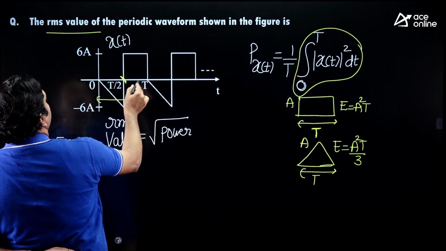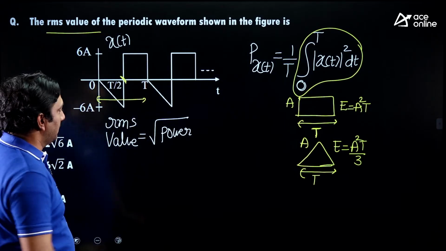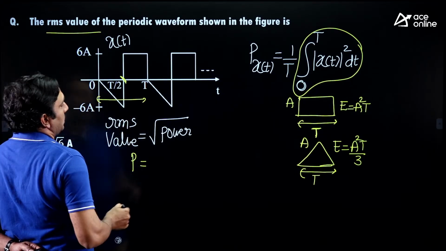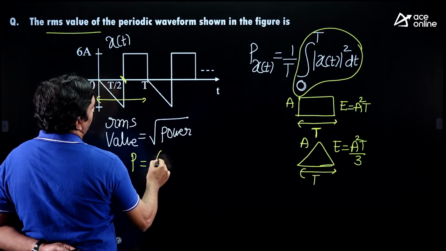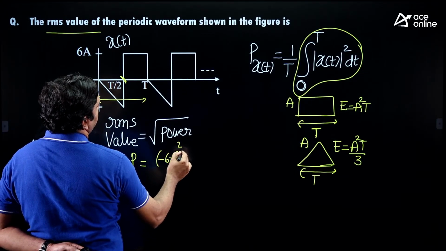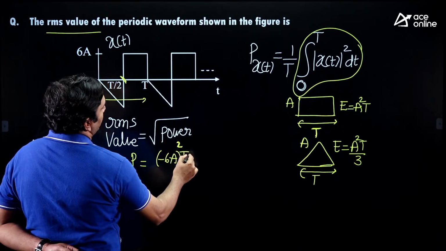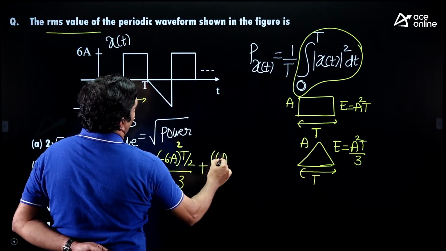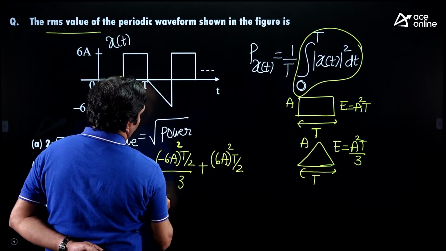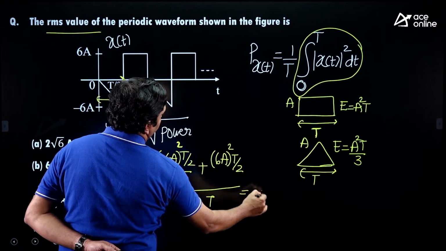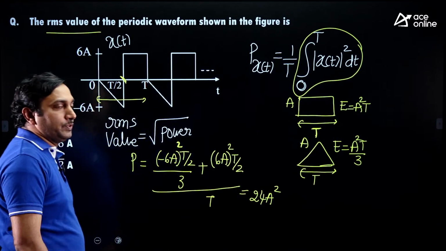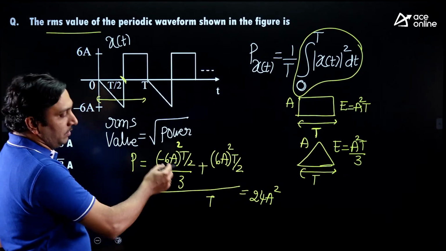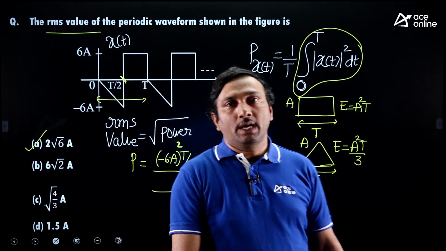0 to t by 2 is a triangular segment, t by 2 to t is a rectangular segment. So when you try to calculate the power, for the 0 to t by 2 portion, what can you take according to that standard relation? Minus 6a whole square into t by 2 by 3. What about the rectangular segment? 6a whole square, width is t by 2 by t. Simplify it, it is 24a square. As the RMS value is asked, take the square root of power: square root of 24a square.